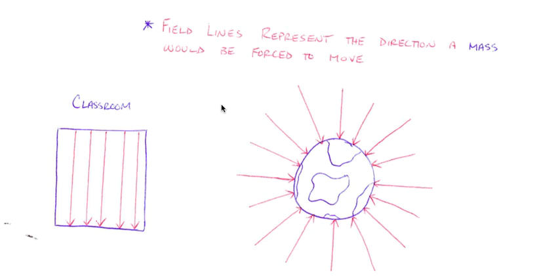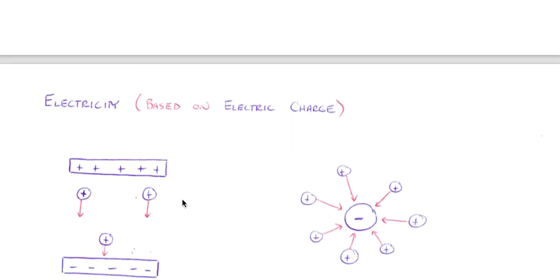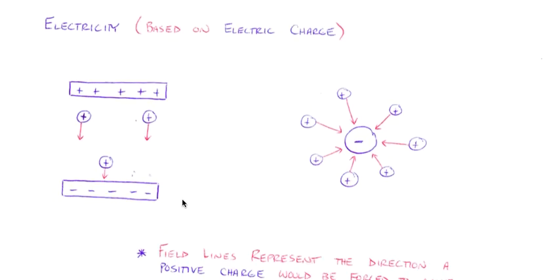So these field lines, in any case, just represent the direction that an object will be forced based on whatever field you're talking about. Since it's gravity, we're talking about masses. Any masses placed in either of these locations will follow these lines, and that's the force they'll experience at that location. A second case would be electricity, which is based on electric charge as opposed to mass.